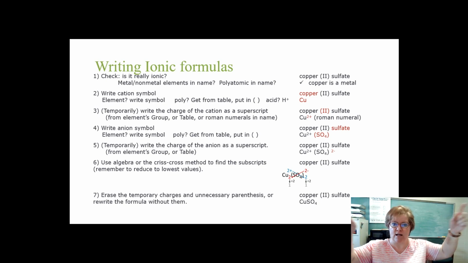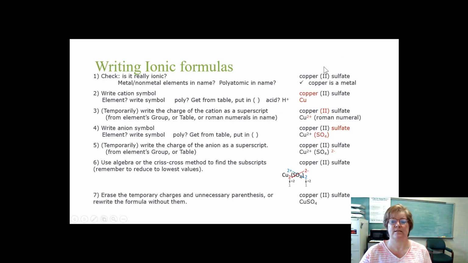And then I'm going to use algebra or crisscross to come up with a guess of the subscripts. I want to double check the math that it cancels out. Then I want to double check, can the subscripts be reduced to a lower number? And then I re-clean it up. Get rid of the temporary charges, get rid of any subscripts that are ones, get rid of any polyatomic parentheses that aren't needed because the subscript is 1, and kind of clean it all up.